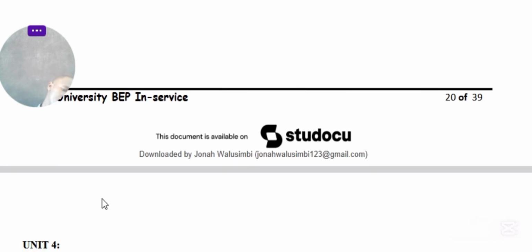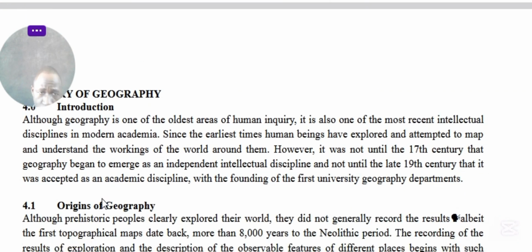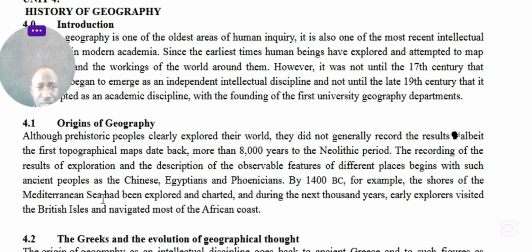That was unit 4, and we are going to be looking now at unit 4, which is the history of geography. We are going to be looking at the history of geography now.